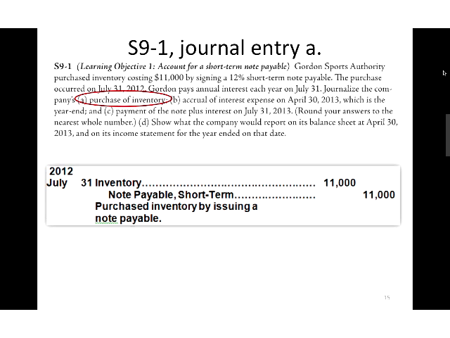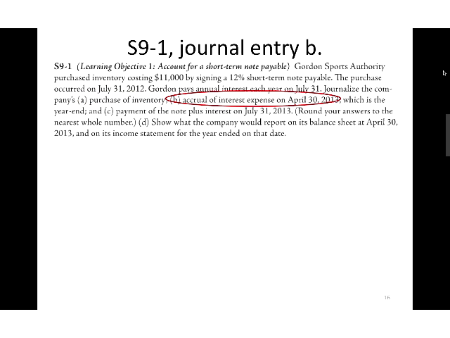Then we move on to the next entry, and we have accrual of interest expense. In entry B, they're telling us that April 30th is the company's year end. They took out this short-term note payable on July 31st, 2012. Now time has gone by and it's April 30th. It's their year end. They're not going to pay the note until July 31st, 2013, since it's a one-year note. But at their year end, April 30th, which is not unusual, they have to accrue for the interest because they have a liability.